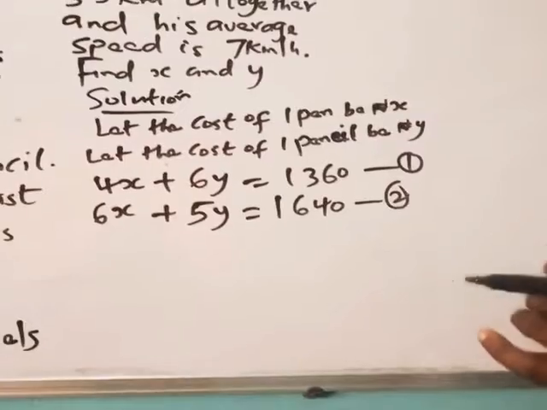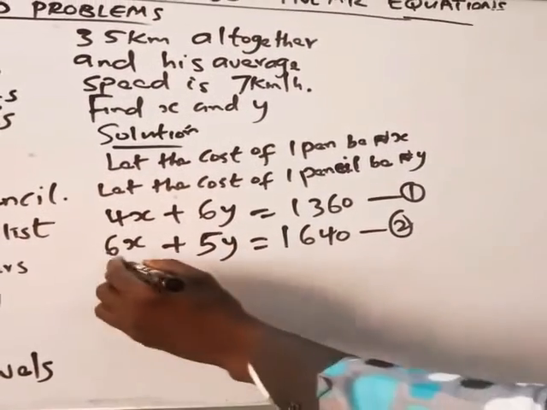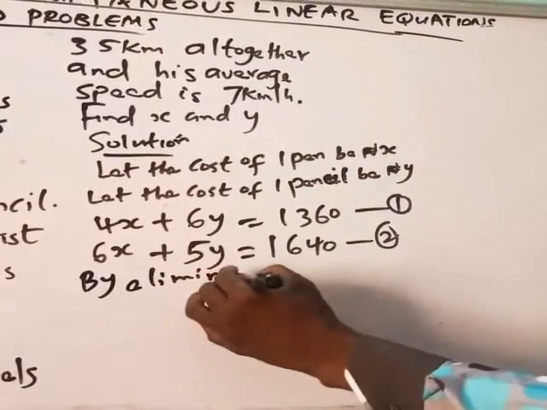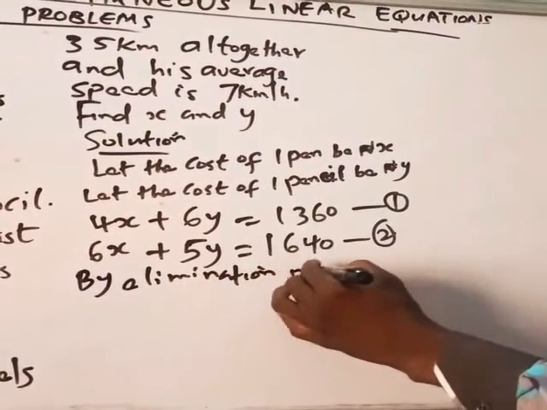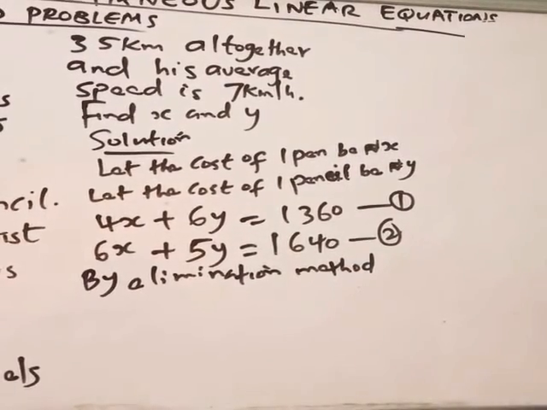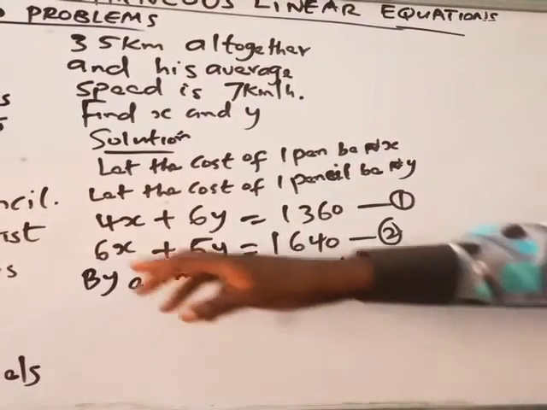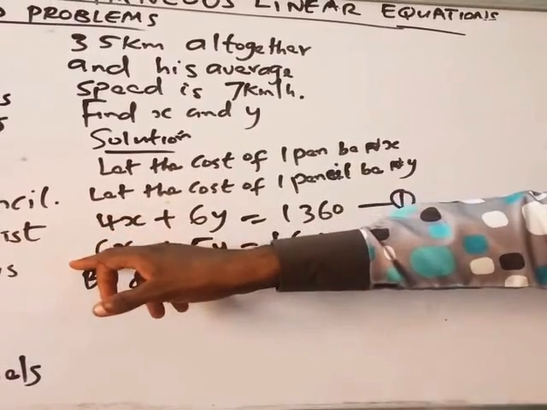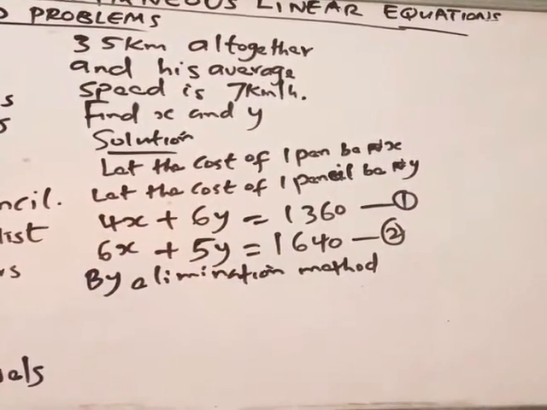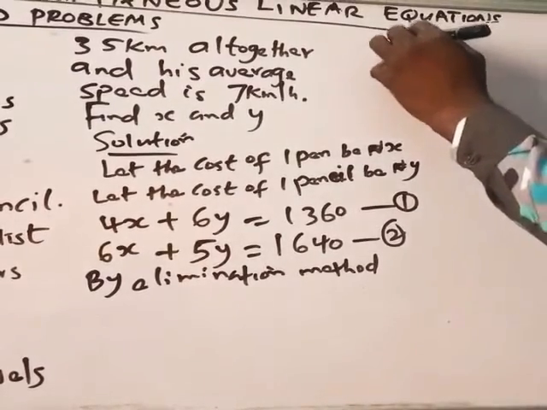Now let me use the elimination method. Tell us the method you are using. By elimination method. Now I may decide to eliminate X. If I want to eliminate X, the LCM of 6 and 4 is what I will consider to know what to do.